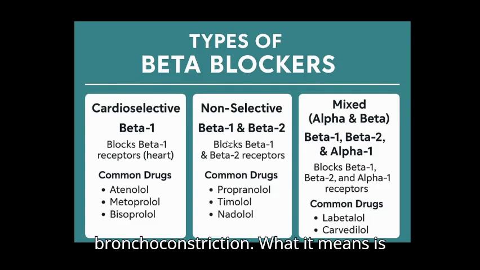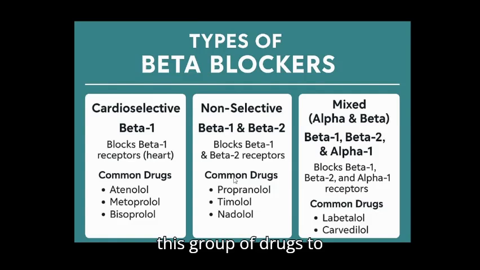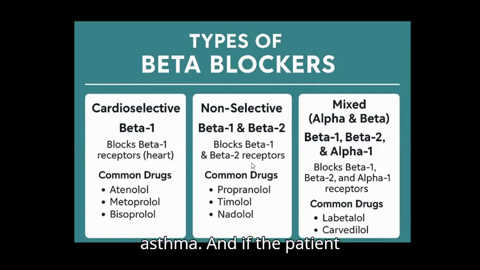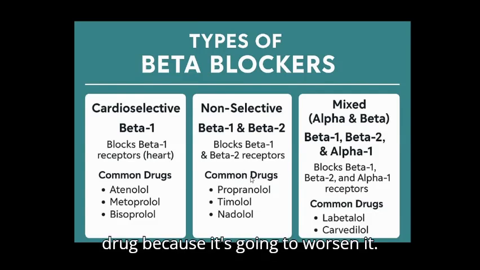bronchoconstriction, what it means is that do not give this group of drugs to a patient who has asthma. Do not, because it's going to worsen the asthma. And if the patient is diabetic, do not give this class of drug because it's going to worsen it.